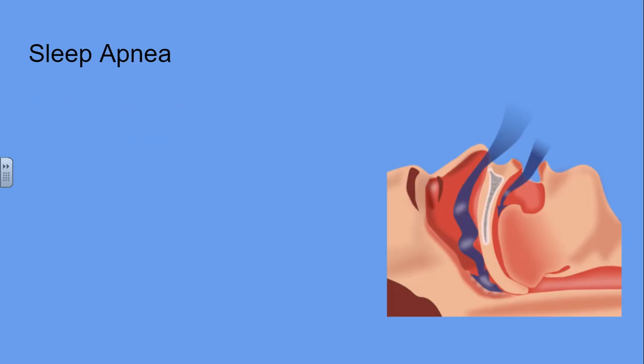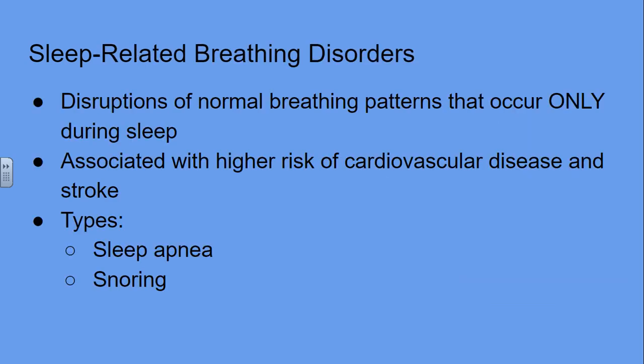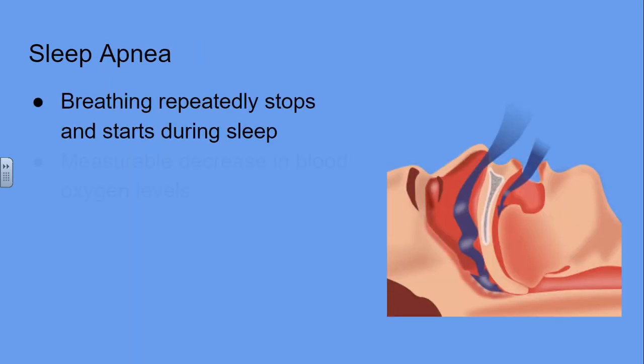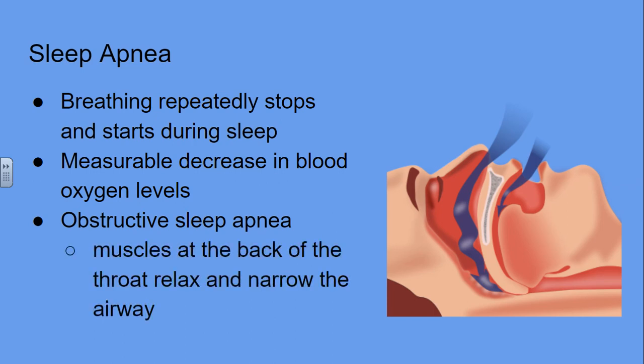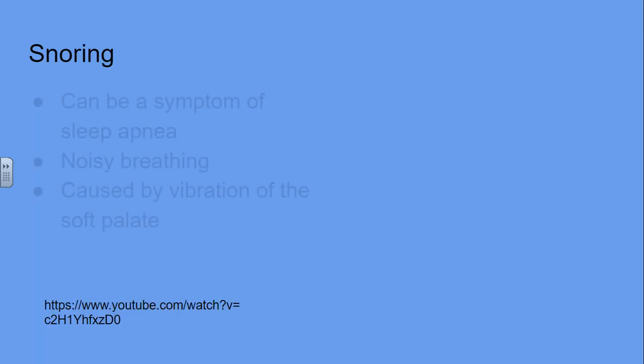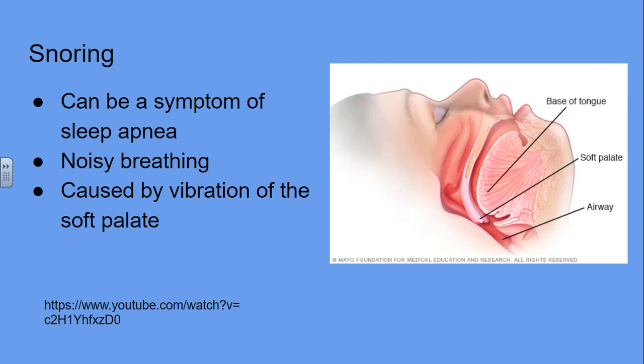Sleep-related breathing disorders, again, we just talked about sleep apnea, are disruptions of normal breathing patterns that occur only during sleep. It's associated with a higher risk of cardiovascular disease and strokes. Different types include sleep apnea and snoring. In sleep apnea, your breathing repeatedly stops and starts during sleep, with a measurable decrease in blood oxygen levels. Obstructive sleep apnea is where the muscles at the back of your throat relax and narrow the airways. Snoring can be a symptom of sleep apnea, noisy breathing caused by vibration.